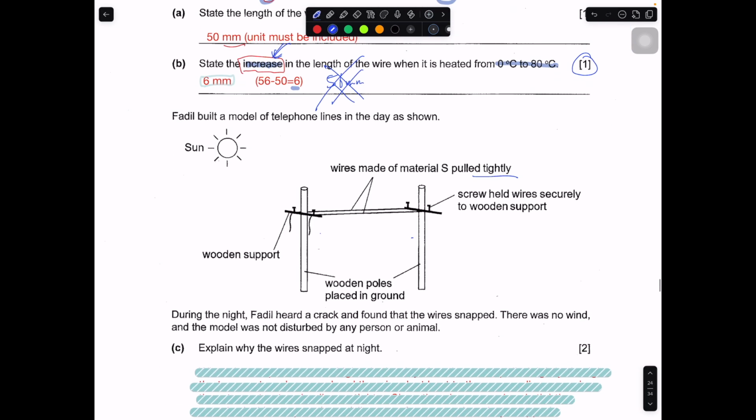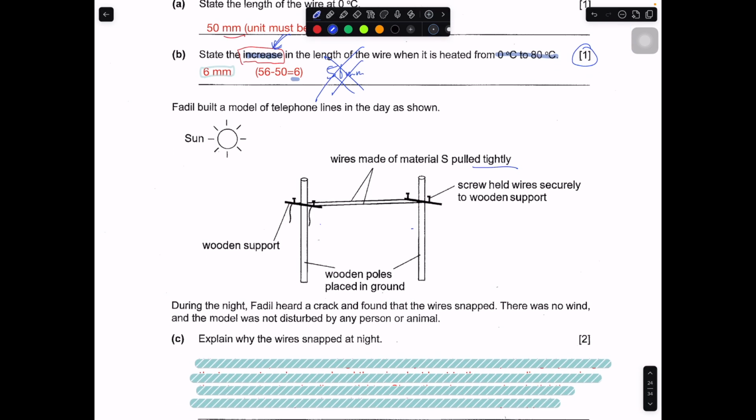Okay, so Fadil built a model of a telephone line as shown. You have the sun during the day, and you have the wires made of material S that are pulled tightly. The screw holds the wire securely to the wooden support, and you have the wooden poles placed in the ground together with the wooden support at the side that is securing the wire. During the night, he heard a crack and found that the wire snapped. Wire snap means it broke into half. There is no wind, and the model was not disturbed by any person or animal.